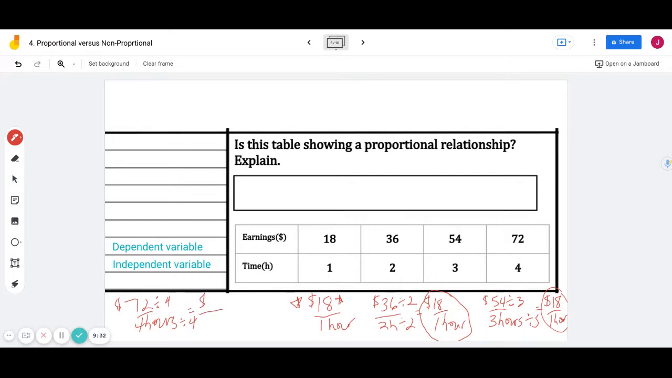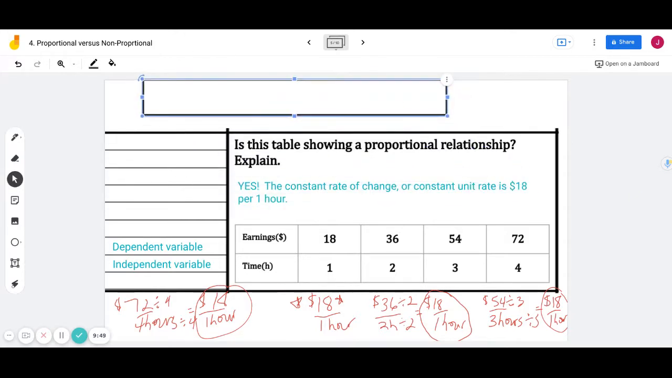What does that simplify to? How much per hour? 4 goes into 72 once. 7 minus 4 is 3. Bring down the 2. Oh, yeah, that's 18. They're all 18. So what would we say here? We would say, yes, the constant rate of change or constant unit rate is 18 per hour. So this is proportional. Is this table showing a proportional relationship? Yes. It has a constant unit rate or a CROC, a constant rate of change. Pause if you need to.